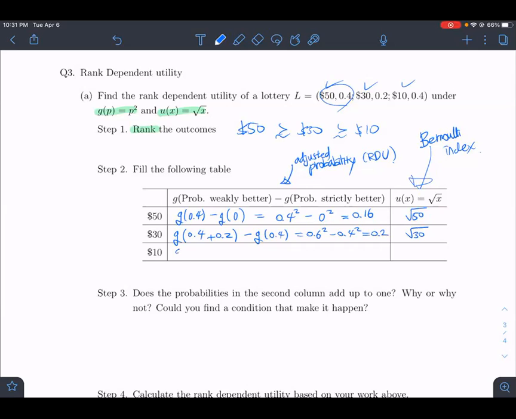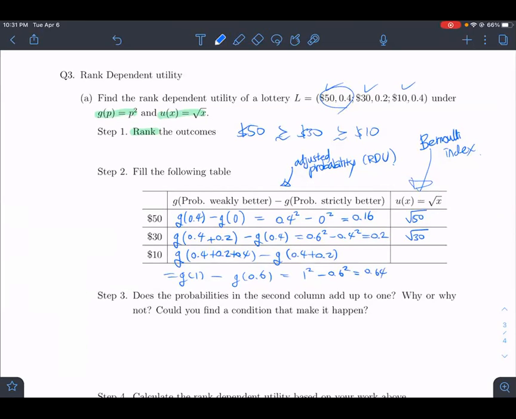And then last one. Now $10 is the worst one in here. So the probability of getting an outcome that is weakly better than $10 is 100%. 0.4 plus 0.2 plus 0.4 is 1 minus G of, now there are two outcomes, 50 and 30, that is strictly better than 10. So we have 0.4 plus 0.2. This is G of 1 minus G of 0.6, which is 1 squared minus 0.6 squared, which is 0.64. And then the utility of getting 10 is square root of 10. Any questions?